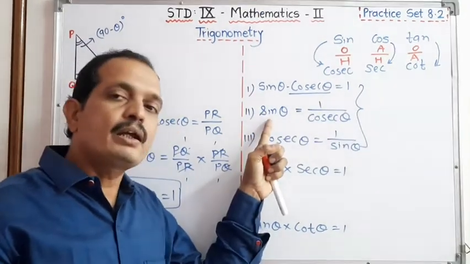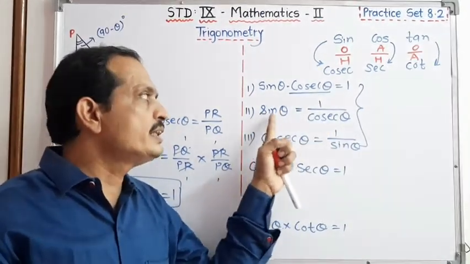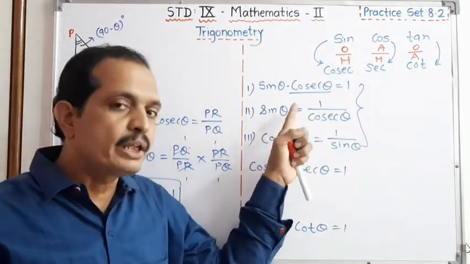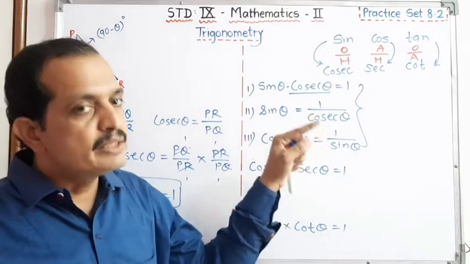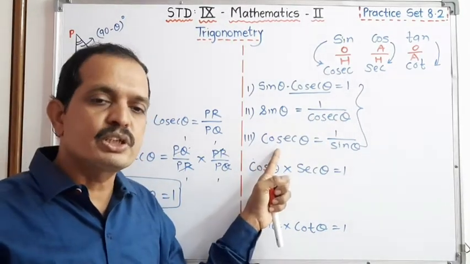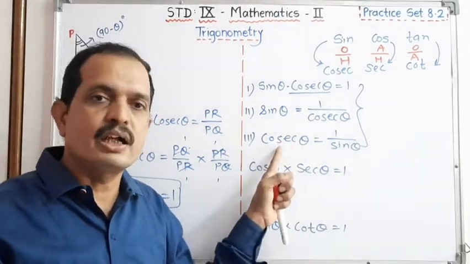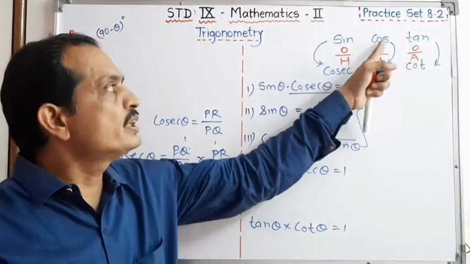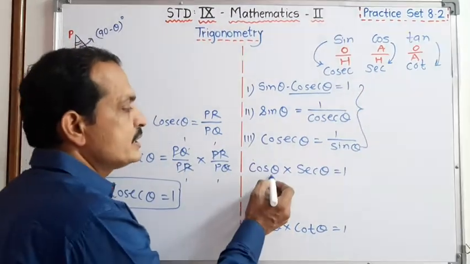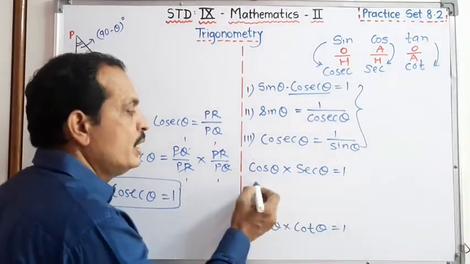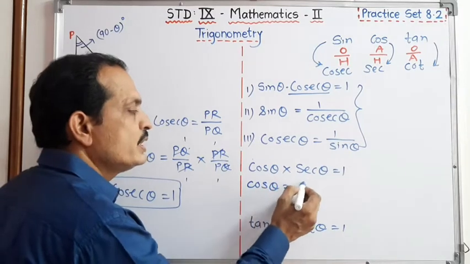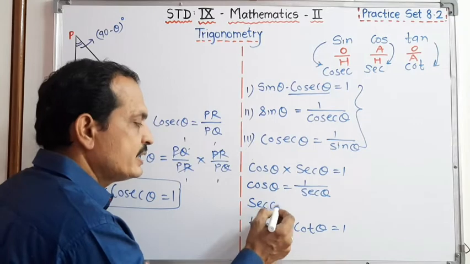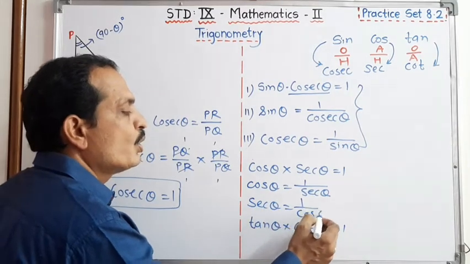Sine theta we can convert into cosec theta, that is sine theta is equal to 1 upon cosec theta. That means instead of sine theta we can write 1 upon cosec theta. Similarly, there is a relation between cosec theta and sine theta, that is cosec theta we can convert into 1 upon sine theta. Similarly, for cos and sec, cos theta into sec theta is equal to 1. Therefore, we can write here cos theta is equal to 1 upon sec theta. Similarly, we can write sec theta is equal to 1 upon cos theta.